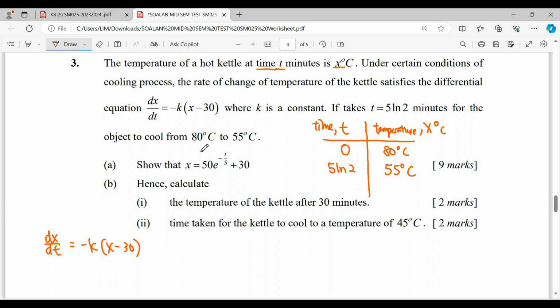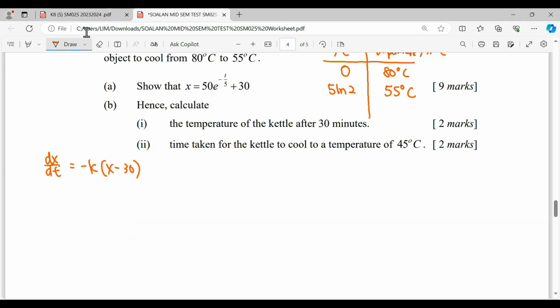And we need to show the particular solution is x equals 50 e to the negative t over 5 plus 30. So given our differential equation, we can see our variables are x and t. We have a factor of x here and we don't have t, meaning this question can be solved by separable variables. For the x, we move it to the left hand side, it becomes a division. And then the dt, we multiply to the right hand side. Then we need to integrate both sides to find out what x is.